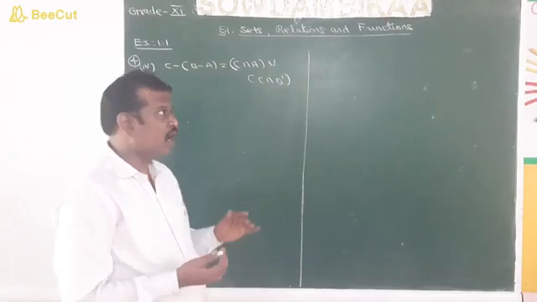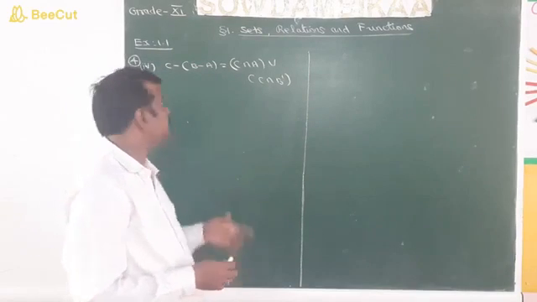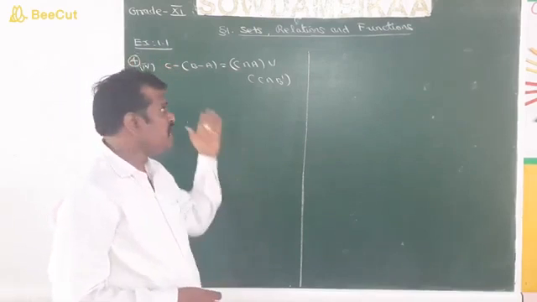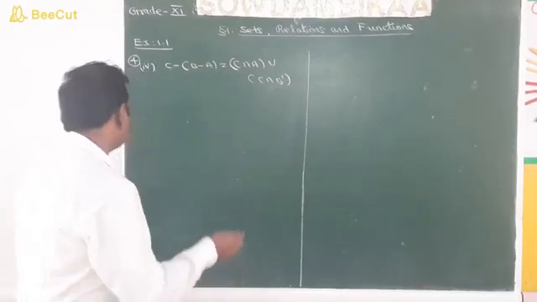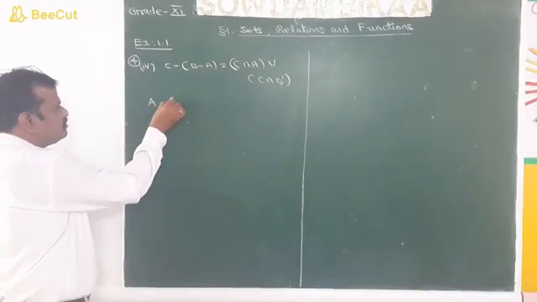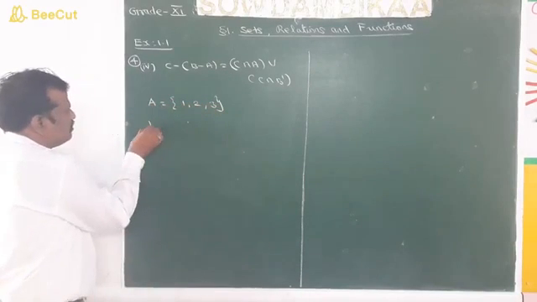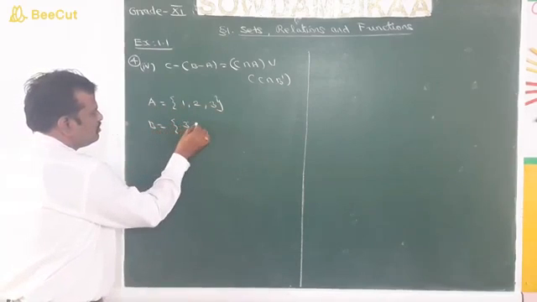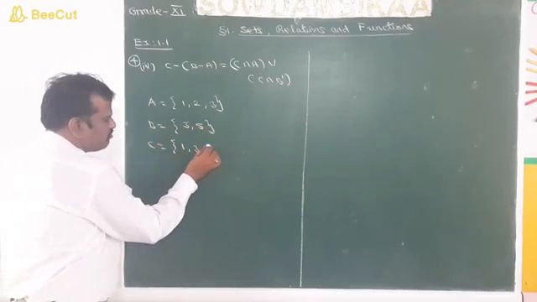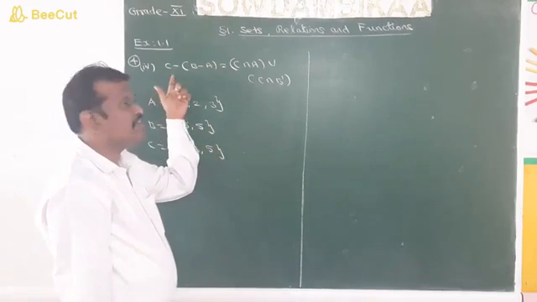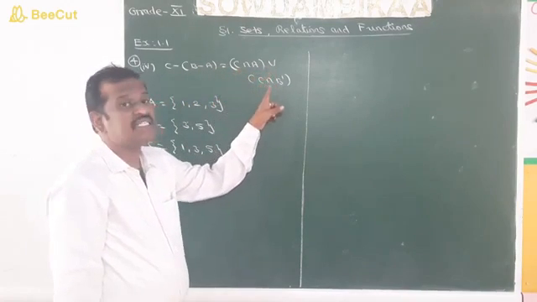Hope you all did. Now we are going to continue the fourth division of the fourth sum of the exercise 1.1. So for any sets A, B, C, we can take according to our wish A, B, C. So now we can take A is equal to 1, 2, 3. Simple set we can take. B is 3 and 5, and C is equal to 1, 3, 5. And it is given that C difference, B difference A is equal to C intersection A union C intersection B dash.